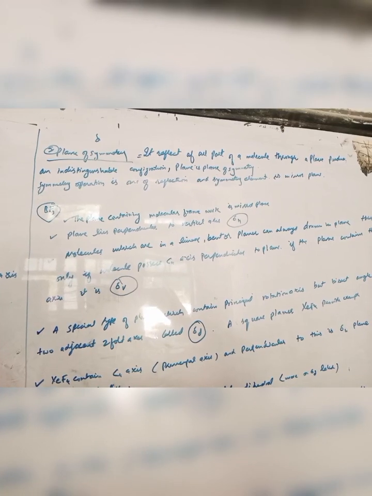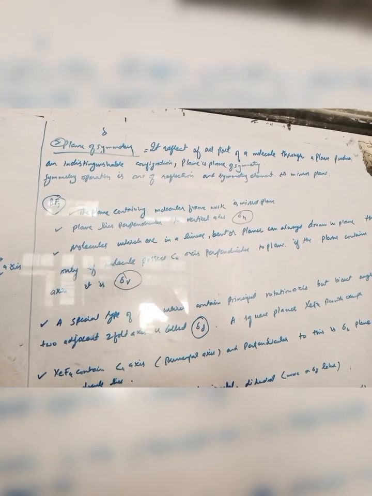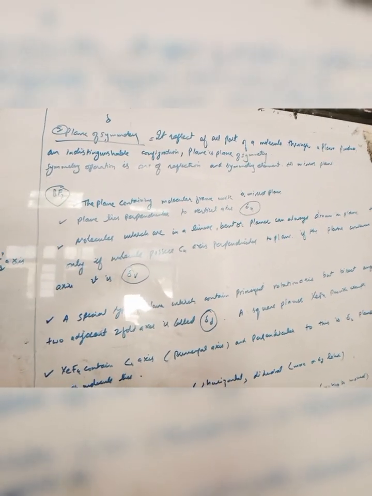What is a plane of symmetry? It reflects all the parts of the molecule through a plane, producing an indistinguishable configuration. That plane is the plane of symmetry, the symmetry operation is reflection, and the symmetry element is the mirror plane. In the molecule BF3, the plane containing the molecule, which is the framework, is a mirror plane.